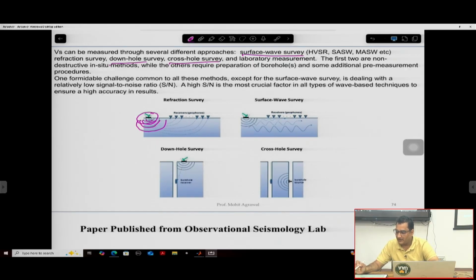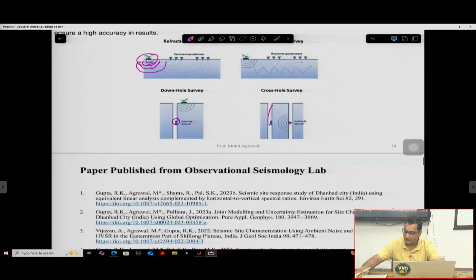Likewise, you can place your receiver in the borehole and do your active survey from the ground, and whatever energy reaches the borehole, you can use it to find out what is there inside the top superficial layer of the earth. Likewise, for the cross hole survey, you can dig 2-3 boreholes and drop the receiver in one, and in the other borehole you can excite the source. That is your cross hole survey.